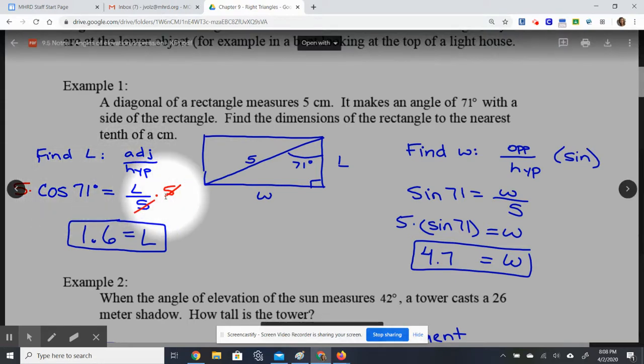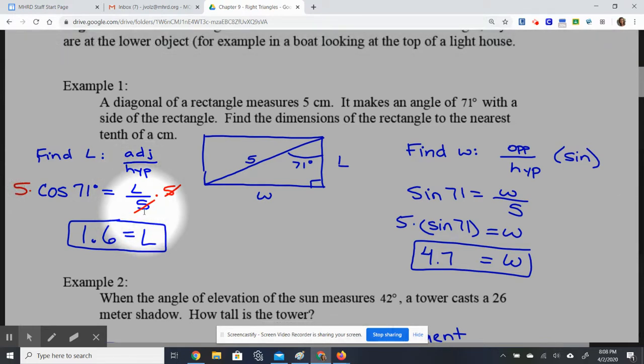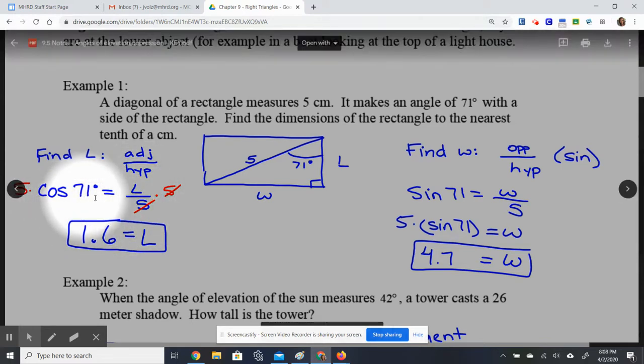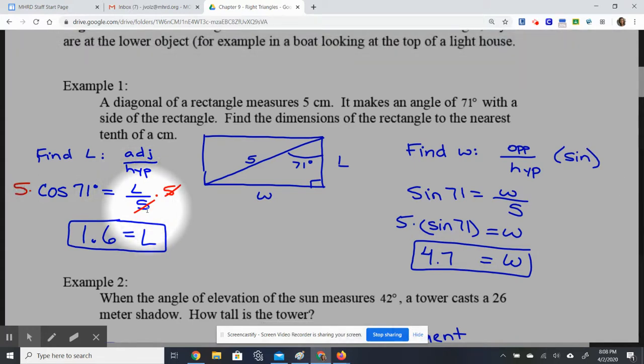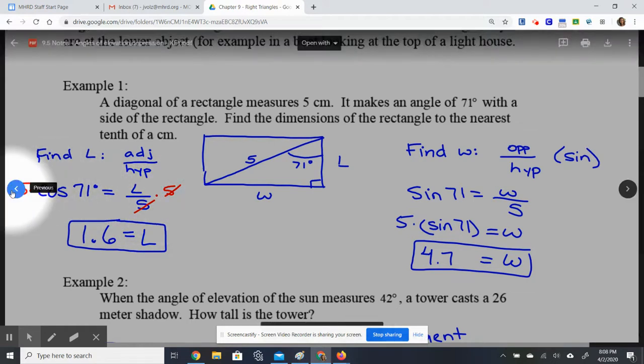So I decided to set up an equation: cosine of 71, it's always cosine of an angle, is equal to adjacent over hypotenuse. In this case, the adjacent is the length and the hypotenuse is the 5. So in order to solve for length, I notice L is being divided by 5, and I want to get rid of that. So I'm going to multiply both sides by 5, which means that L ends up by itself, equal to 5 times the cosine of 71. And that's just a calculator problem. Plug in 5 times cosine of 71, you get 1.6. That's the length.